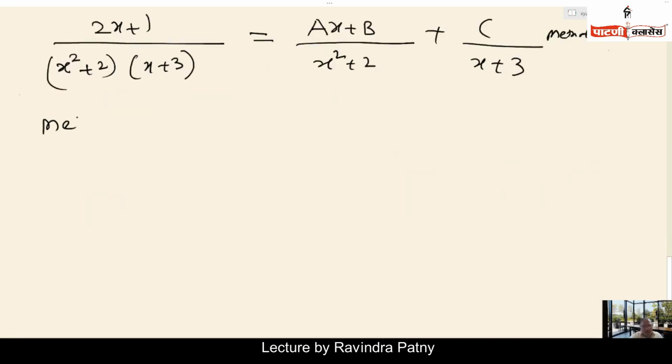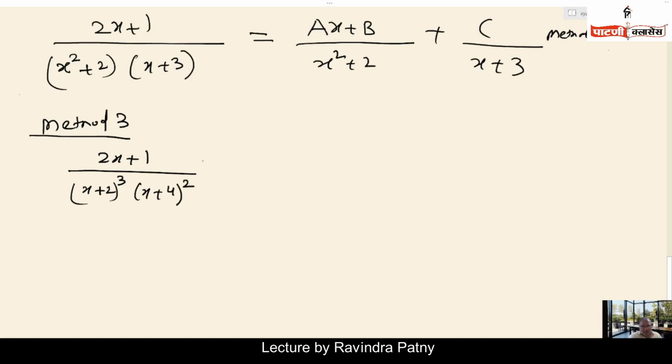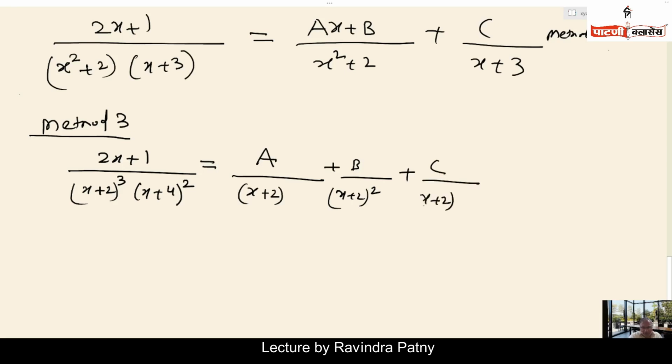Now under the next method, method number 3, suppose 2x plus 1 upon x plus 2 whole cube times x plus 4 square is there. How will you write the partial fraction? The partial fraction can be written this way: a upon x plus 2, and here a cube is there. So you start with the power 1, x plus 2 raised to power 1, and b upon x plus 2 whole square, till you get the cube. Keep on writing up to x plus 2 whole cube.